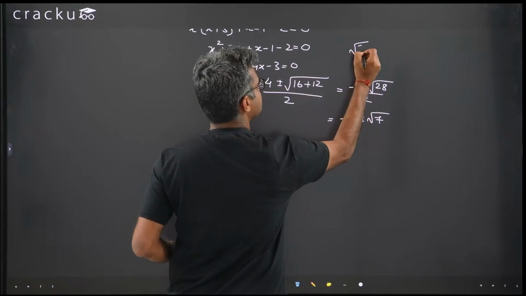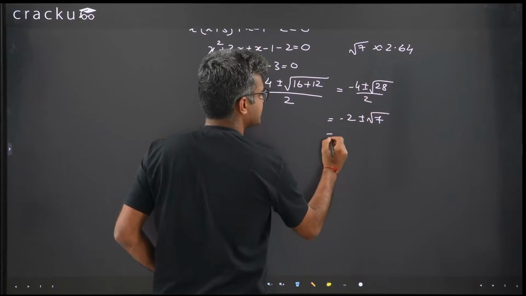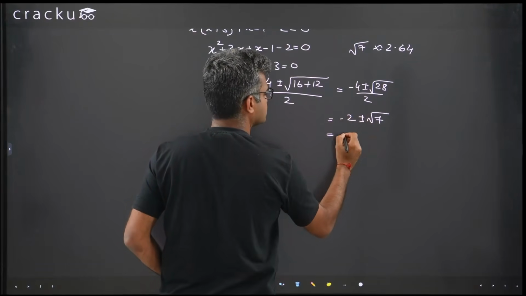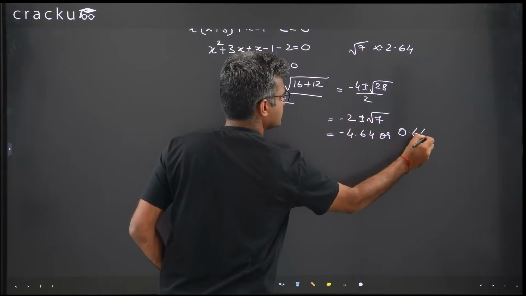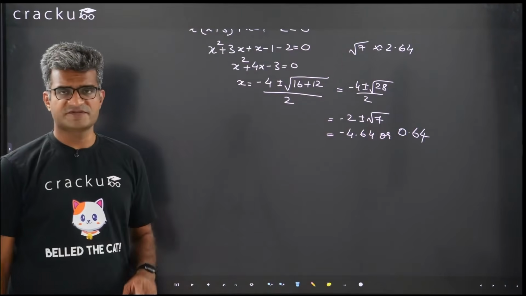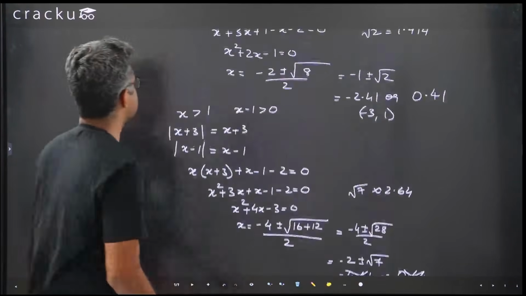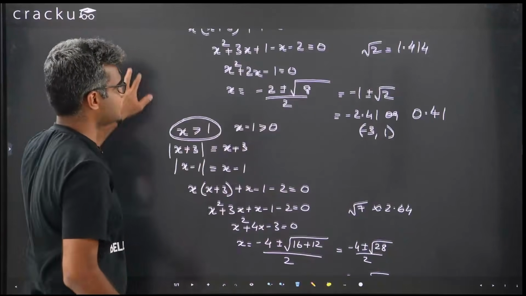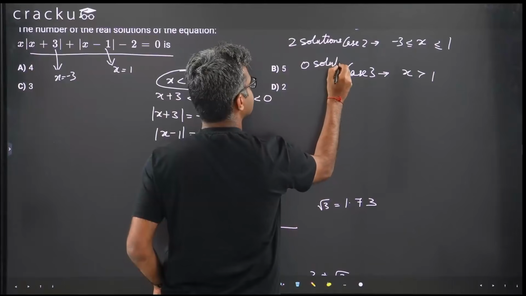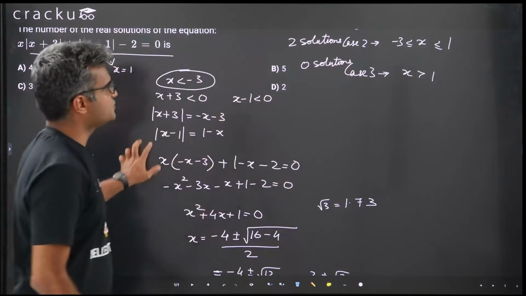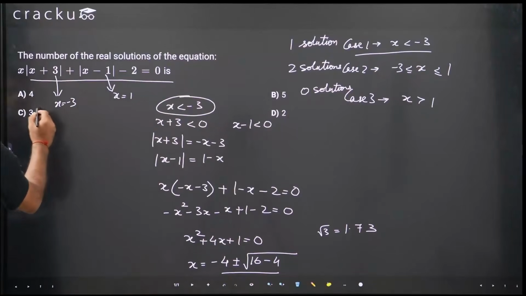What is the value of square root of 7? Square root of 7 is approximately equal to 2.64. So this is either equal to minus 4.64 or this is equal to 0.64. In this case, we are looking only for values which are greater than 1. This is not greater than 1, this is not greater than 1. So this case where x has to be greater than 1 has no solutions. So the correct answer is 0 solutions. So the total number of solutions including all the three cases is 1 plus 2, which is equal to 3, which is option C.